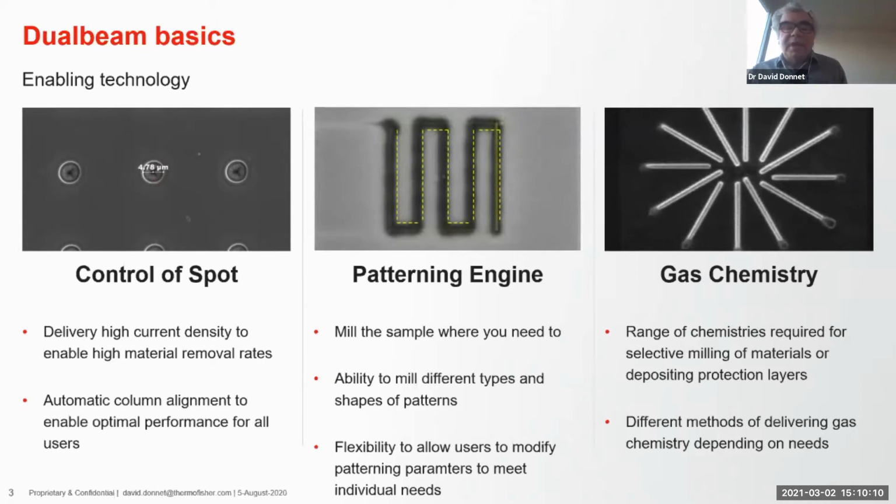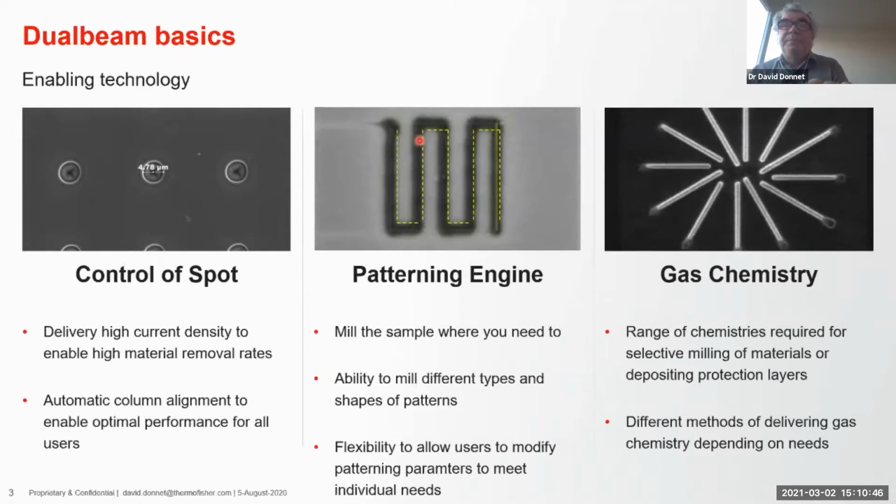It's how much current can I fit into the spot. So we need high current densities. And we need, of course, completely symmetrical spots. And we also need to maintain such spots. It's not simply good enough to be able to do this once. So nowadays we expect automatic column alignment of focused ion beams so that any user can achieve the best results. So once we have control of the spot, we need to control where we put the spot. So we need a very sophisticated patterning engine.